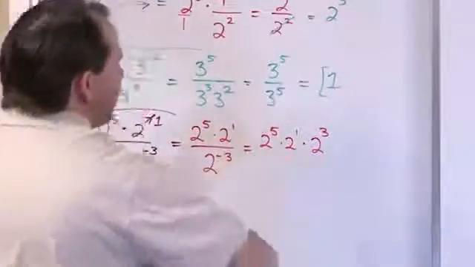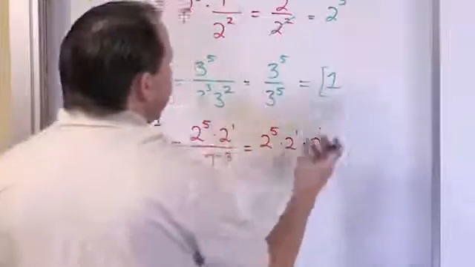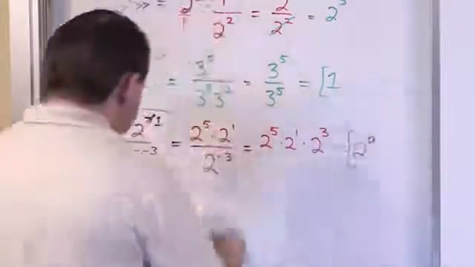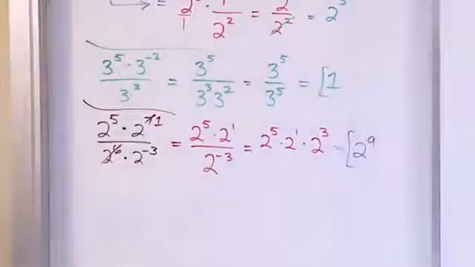So now I have the same base, and I can add these exponents. 6 plus 3 is 9, so 2 to the power of 9. And that is the final answer.